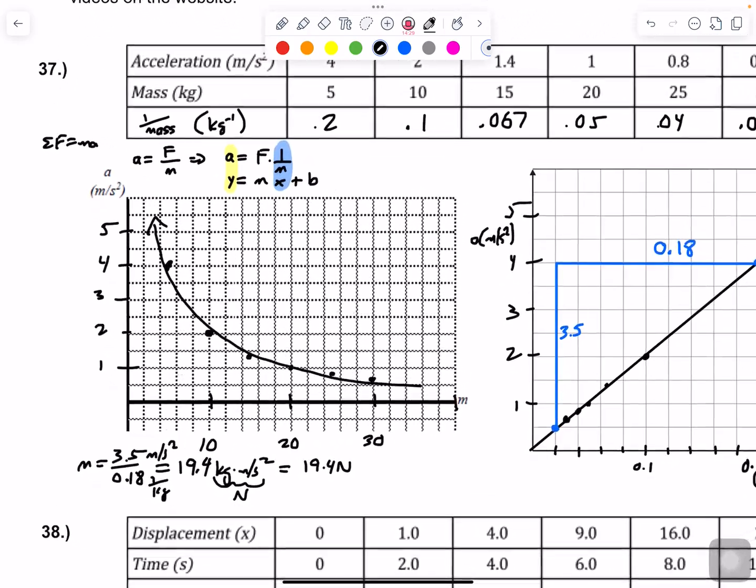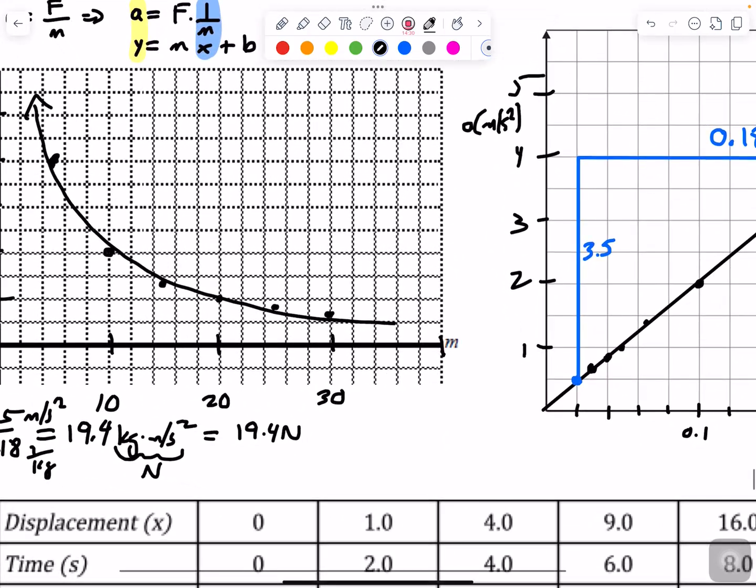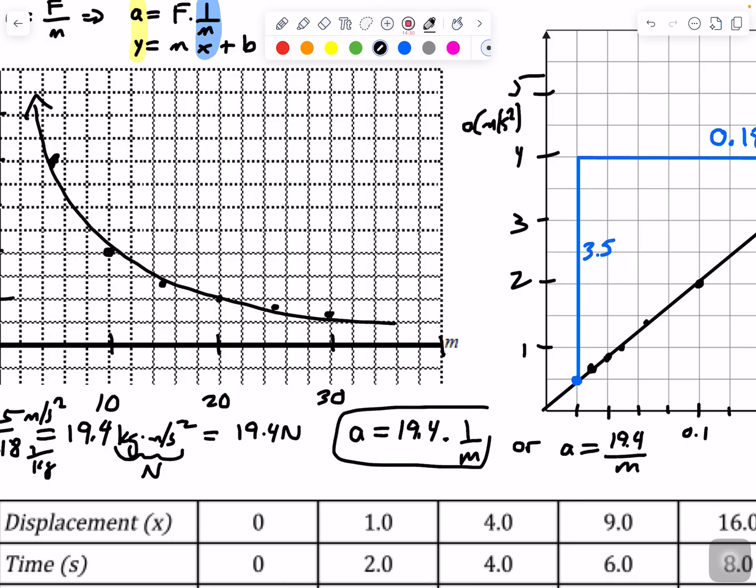Okay, now we need to come up with the whole equation. All right, so A would equal 19.4, that's the slope, times 1 over mass, you could do it that way, or we can go 19.4 divided by mass. Either way is fine. And notice there's no y-intercept because you're going right through 0.